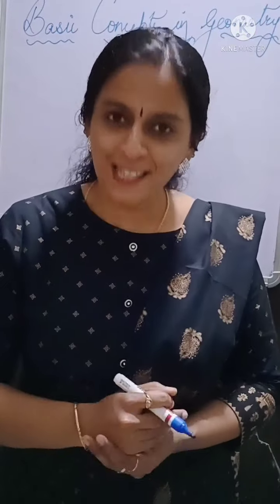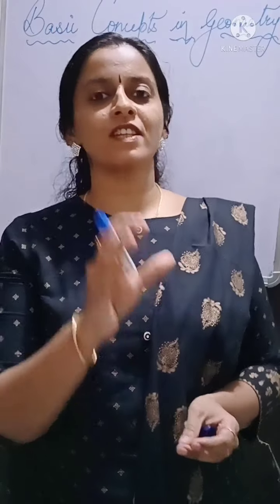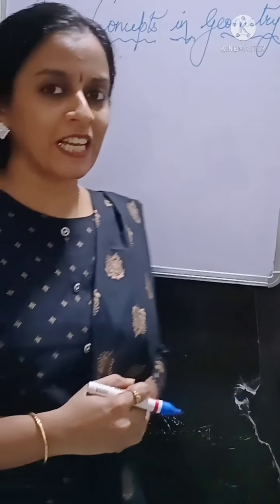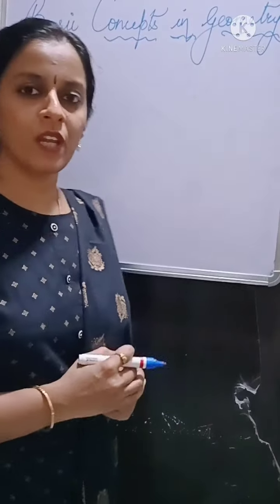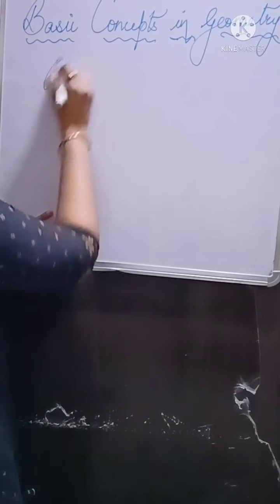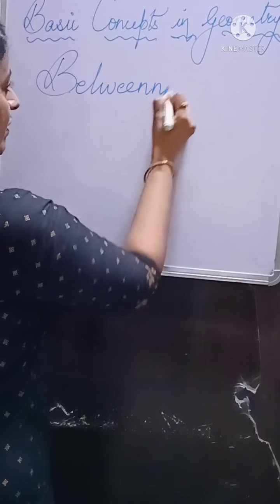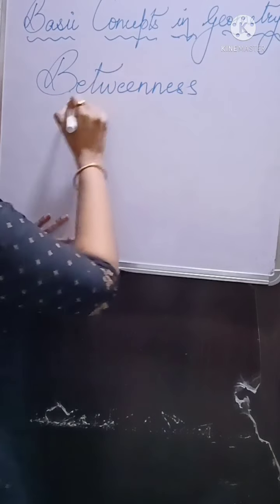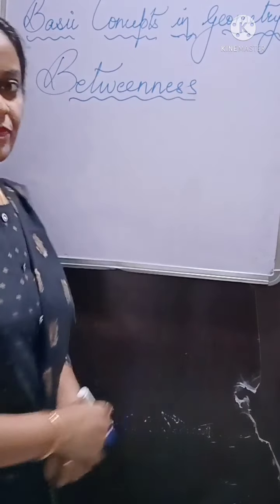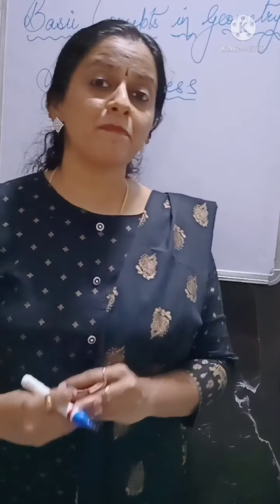Chapter: Basic Concepts in Geometry. Today we will start with a new concept, betweenness. The property of betweenness. So write down the name of the topic: betweenness, B-E-T-W-E-E-N-N-E-S-S. Betweenness property. Be ready with your scale and pencil.